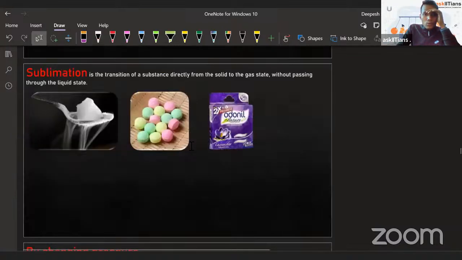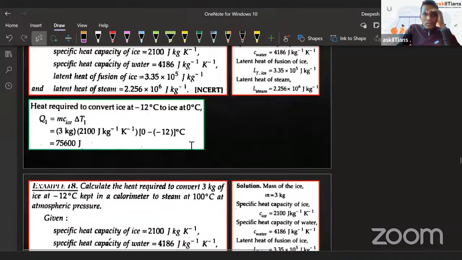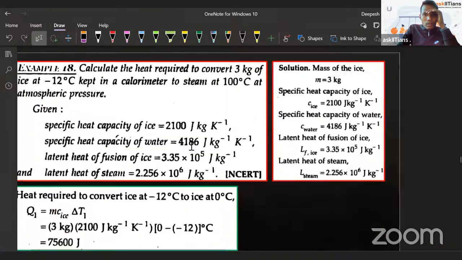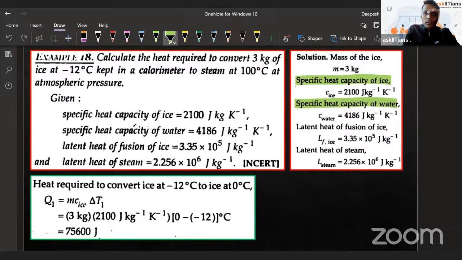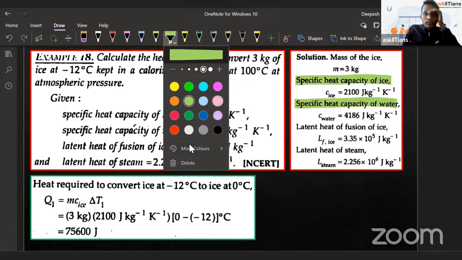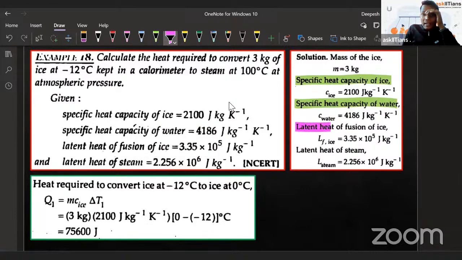How? As you can see, there is a question over here. Very easy, but if you read it properly, you will see that the specific heat of ice, the specific heat of water, then the latent heat of ice and latent heat of steam are also given. So latent heat is also a number which is kind of a constant, you can say, just like C. That's it.